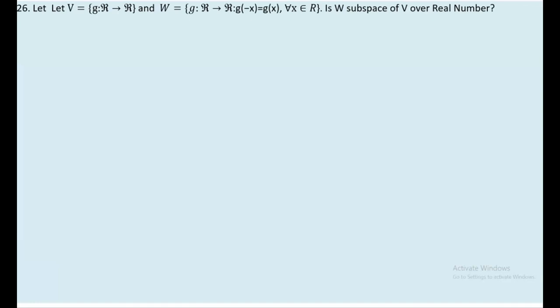Now comes another one, question number 26, students. Question number 26. So you are given here V as a function, students. So V is a collection of functions from real numbers to real numbers.